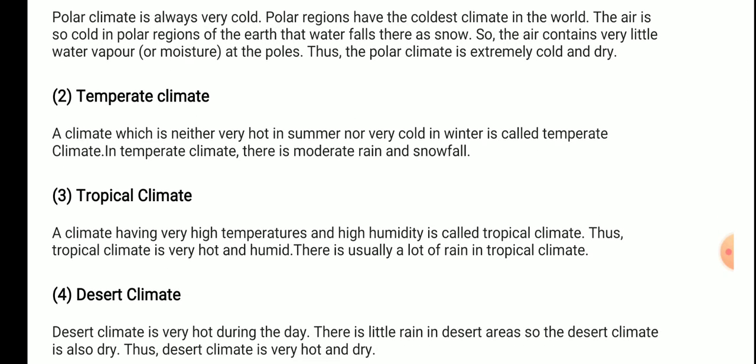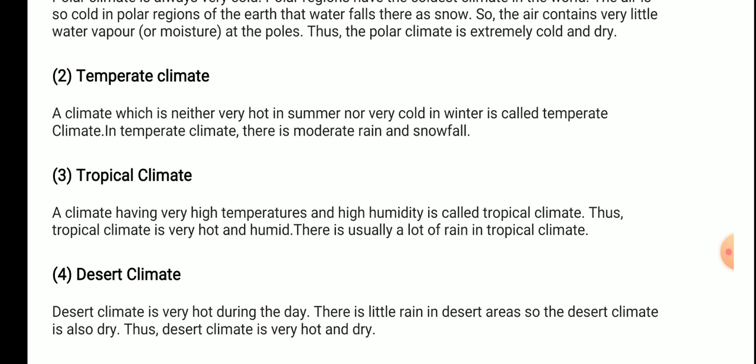Okay, then comes desert climate. Desert climate is very hot during the day. There is little rain, or we can say very little rain in desert areas, so the desert climate is also dry. Thus desert climate is very hot and dry.